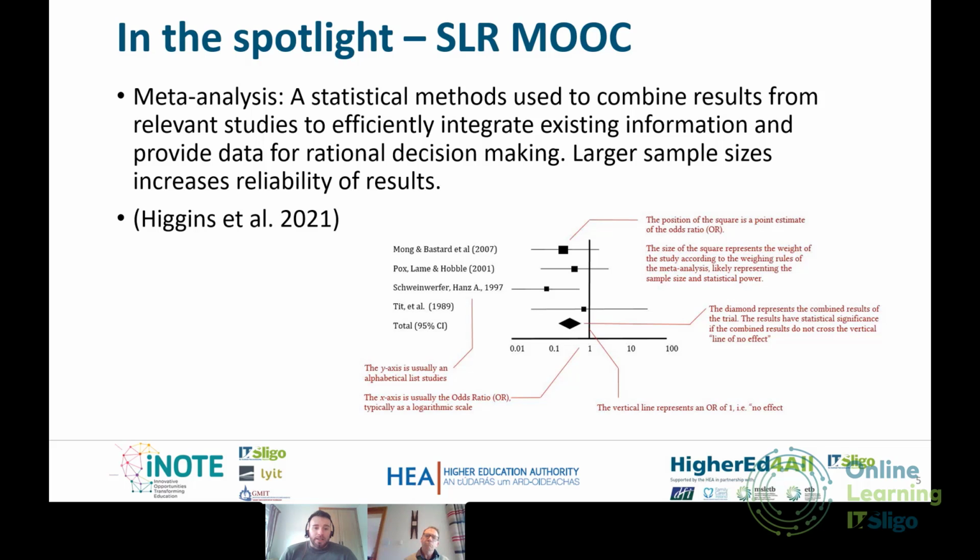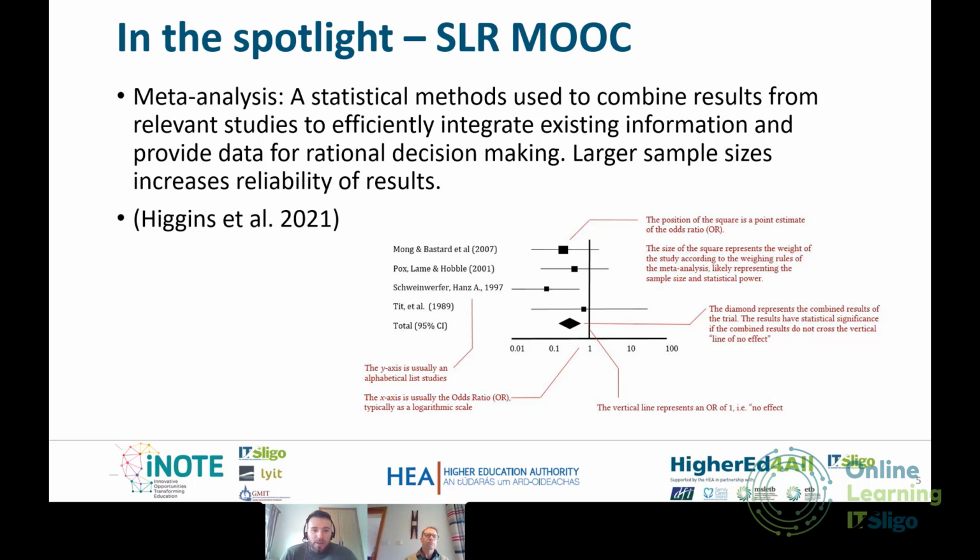The square of each is the estimate. The larger the square, the larger the sample size, so it has more weight in determining the overall result. The lines that go through the square are called confidence intervals. If results aren't spread out as much, the confidence interval will be smaller, so the spread of data will be smaller and it's a better and more convenient result. Whereas if they're wider, it means there's a larger spread of data and the results are a little bit more skewed.